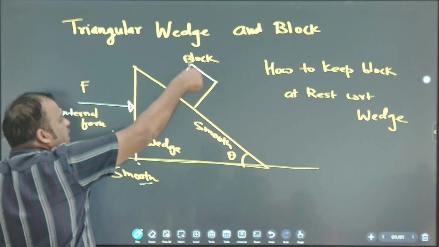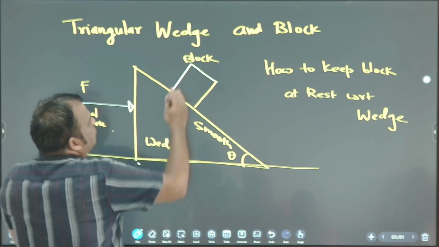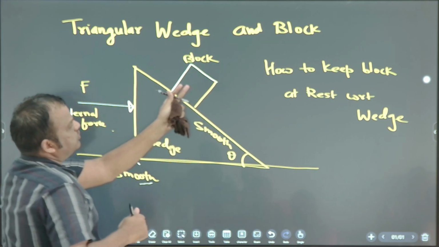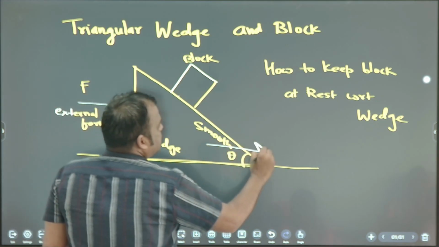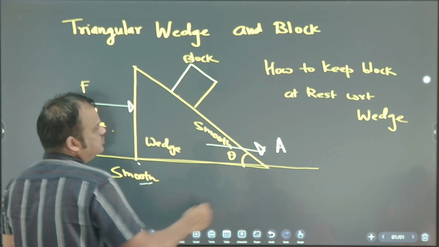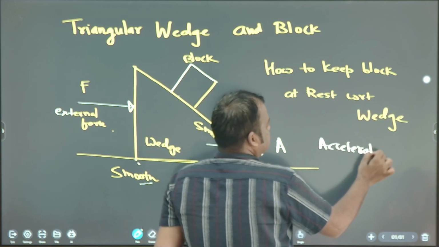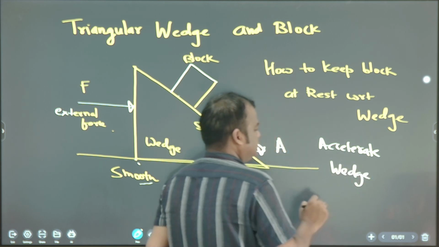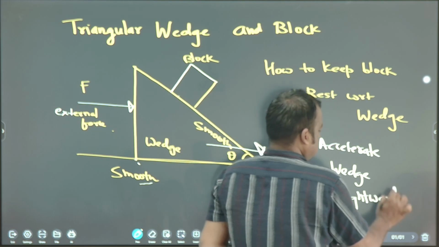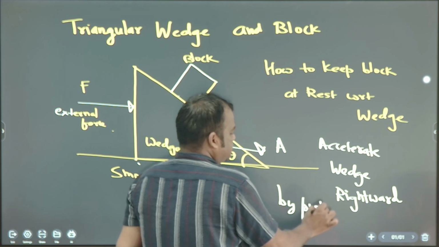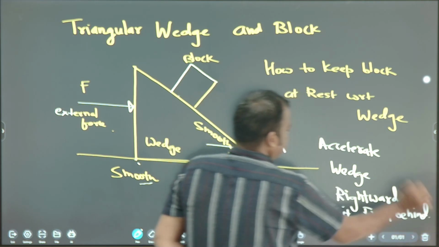The block is connected with the wedge or kept on the wedge. So the block will experience pseudo force. In which direction? Left side. The acceleration of the wedge is A, right side. So how to keep the block at rest with respect to the wedge? Accelerate the wedge rightward by pushing it from behind.